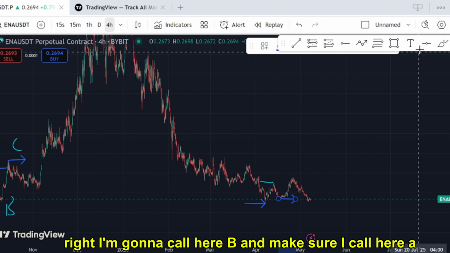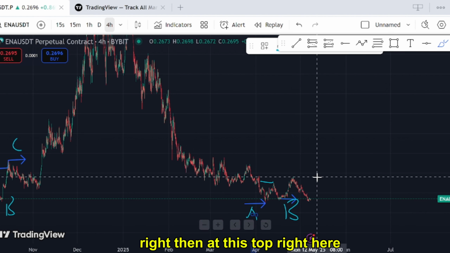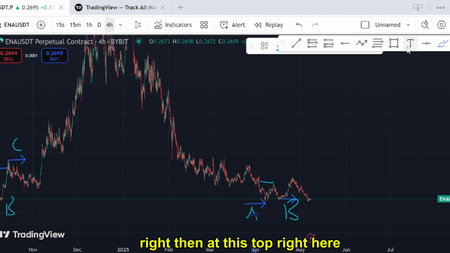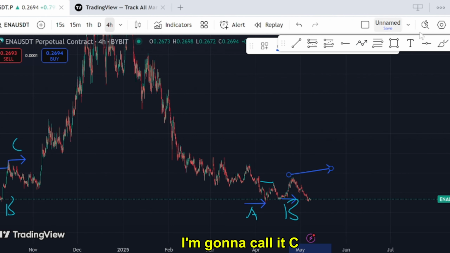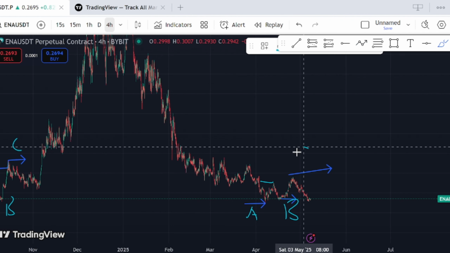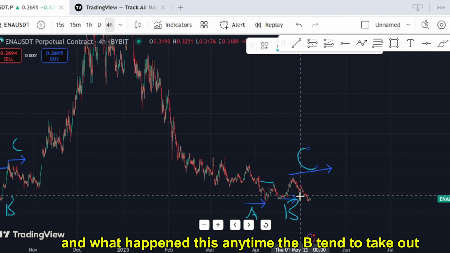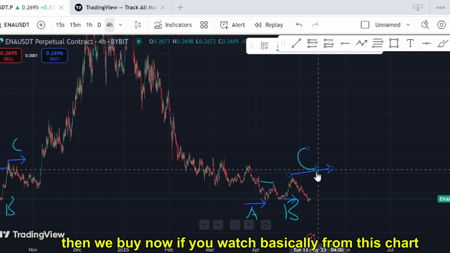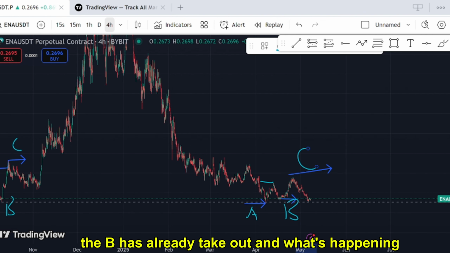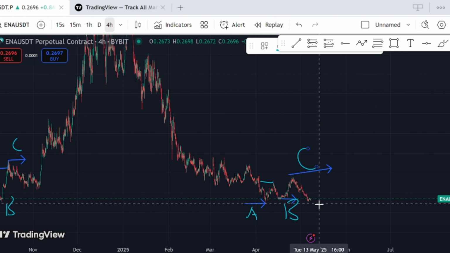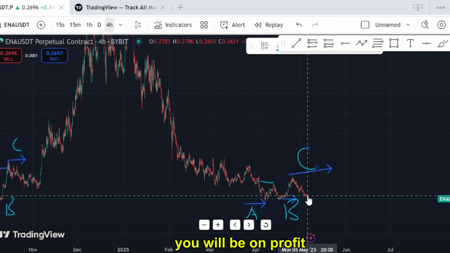I'm going to call here B and make sure I call here A, right? Then at this top right here, which is another breakout structure from the B, I'm going to call it C, right? And anytime the B tends to be taken out, then we'll buy. Now if you watch this chart, the B has already been taken out, and this is now trying to go back to the top. If you enter this trade from here, you will be in profit.